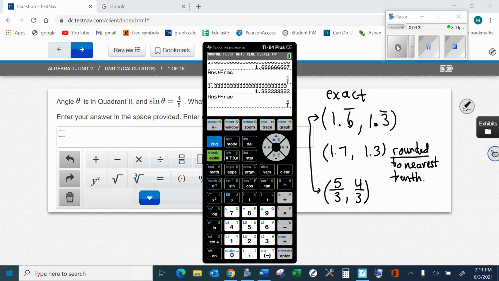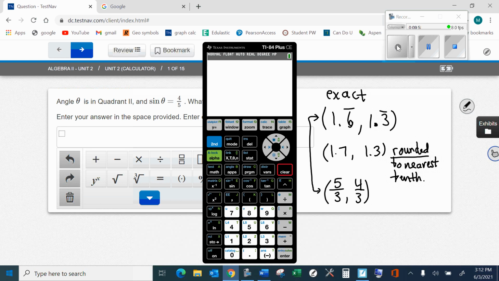This is rounded. Okay, you need to know the difference between exact answer and rounded answer. You need to read that in your directions. If it doesn't tell you to round, you must always solve for exact answers. Now you know how to do your conversions with that as well. Okay.